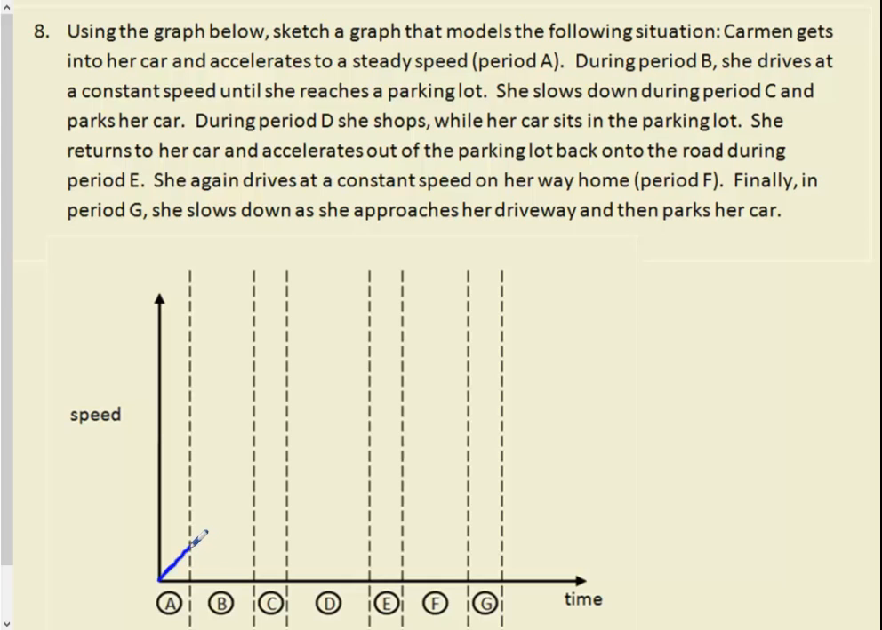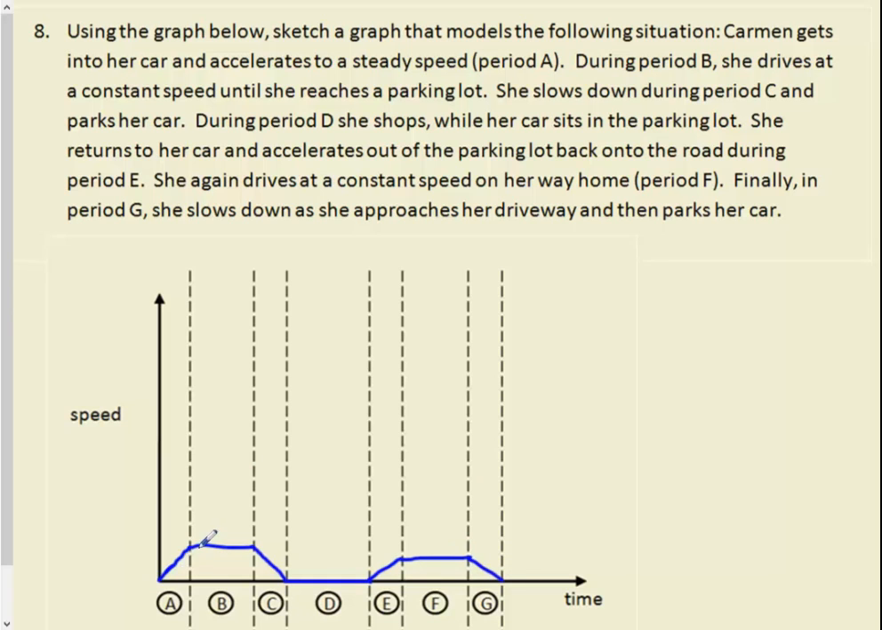Then during period B, she drives at a constant speed. So there is no acceleration. There's no change in speed, so we have a slope of 0. Then during period C, she slows down until she has a speed of 0 because she's parked her car. Then during period D, her car is sitting in the parking lot, hopefully not moving anywhere, so that should have a speed of 0. Then leaving the parking lot, she accelerates, then drives at a constant speed going home, and then finally decelerates until she parks her car and again has a speed of 0.